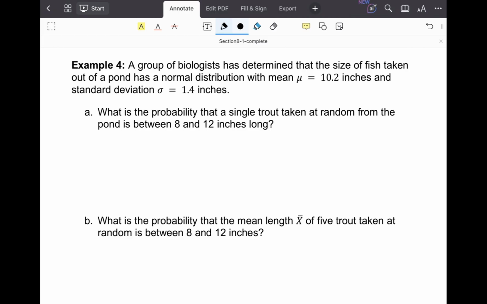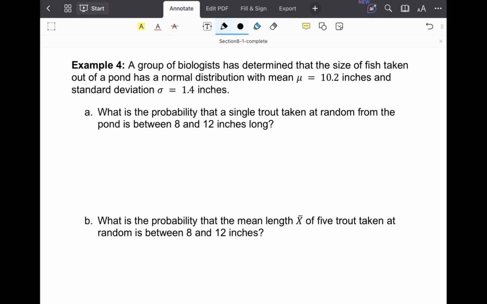So this one says a group of biologists has determined that the size of fish taken out of a pond has a normal distribution with a mean of 10.2 inches, standard deviation of 1.4 inches. And the first part here says, what's the probability that a single trout taken at random from the pond is between 8 and 12 inches long?